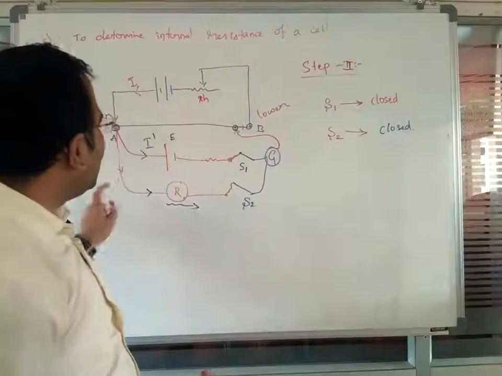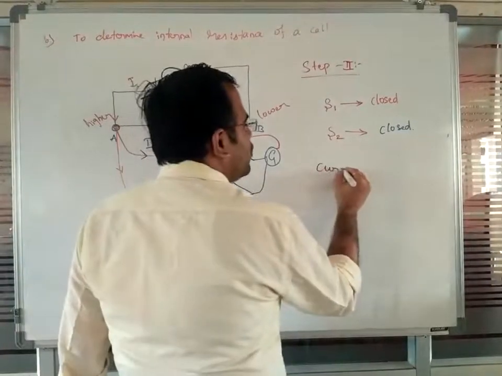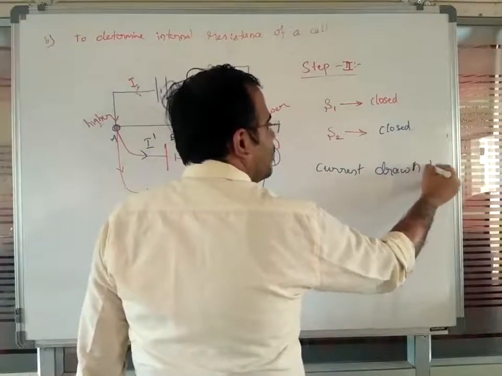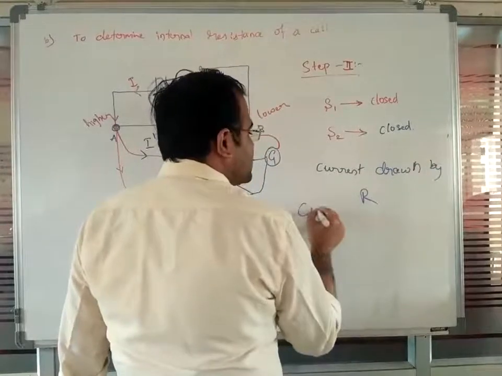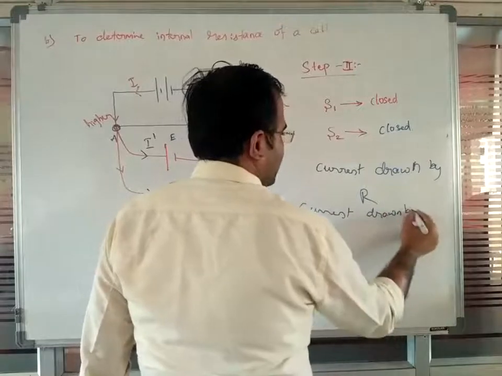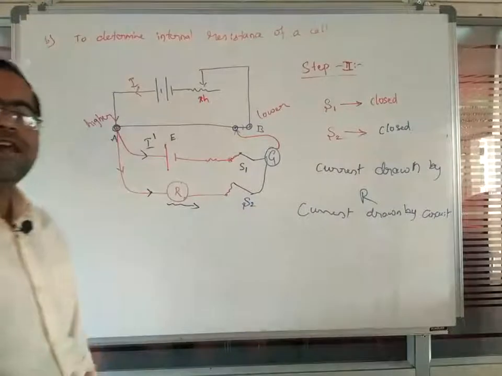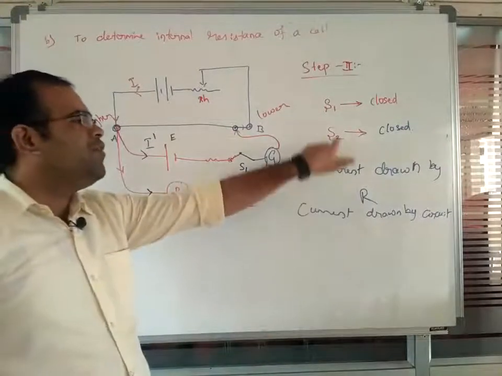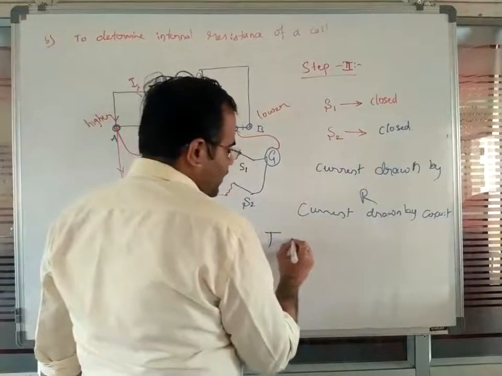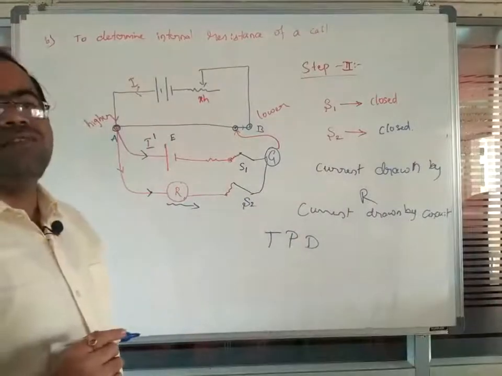Whenever a part goes through this one, we can say current is drawn by the resistor, which implies current drawn by the circuit. Whenever current is drawn by the circuit, there is no existing quantity of EMF of a cell. There is an existing quantity of terminal potential difference. So the terminal potential difference arises.